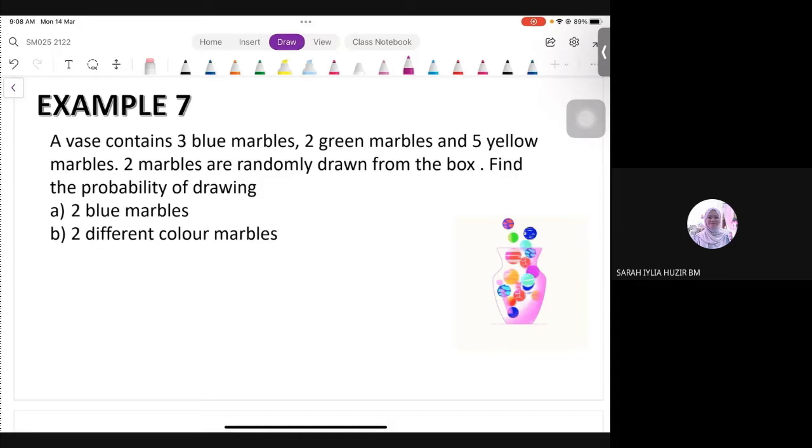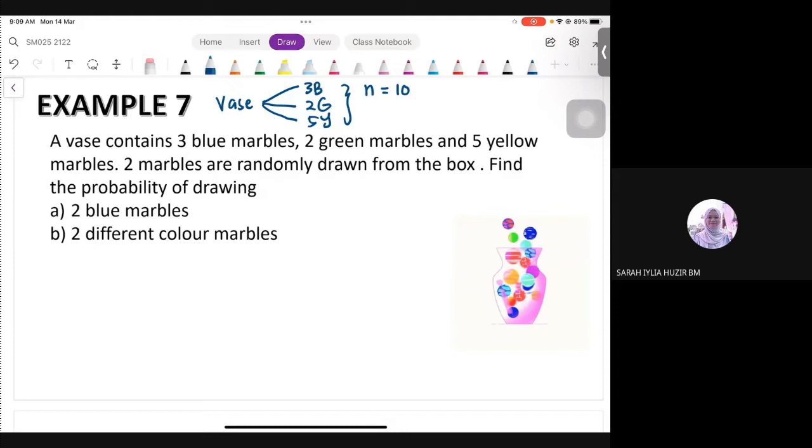Alright, so now we have a vase contain 3 blue marbles, 2 green marbles and 5 yellow marbles. Lagi sekali, dia letak guli pula kat dalam pasu ni. Okay. Dan macam tadi lah, kita tulis je apa yang ada. So, kita ada 3 blue, 2 green and then 5 yellow. Means now our n would be 10.